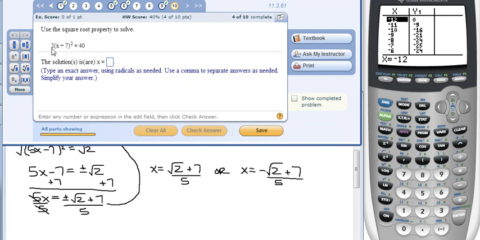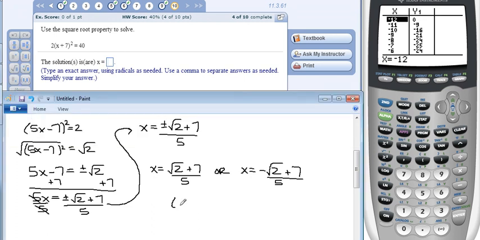Here you're just dividing through by 2 before you start. Divide both sides by 2, so really what you're working with here is x plus 7 squared equals 20. Proceed from there. Okay? And that's it.